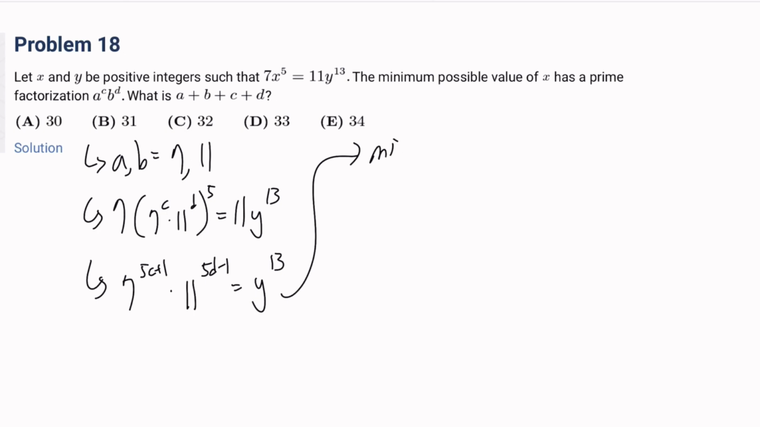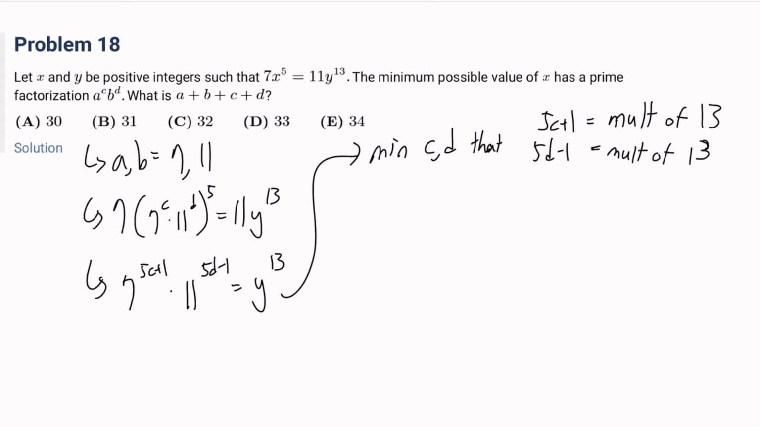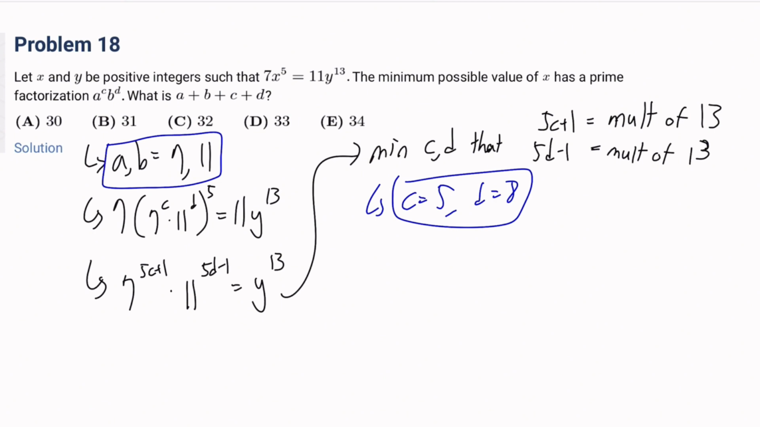And so from this we want the minimum value of c and d, so that 5c plus 1 equals a multiple of 13, and 5d minus 1 is also a multiple of 13, right? Doing that, we have c equals 5 and d equals 8, and a and b equal 7 and 11. So for a plus b plus c plus d, we have 7 plus 11 plus 5 plus 8. This equals 31. So 31 is the answer. It's B.